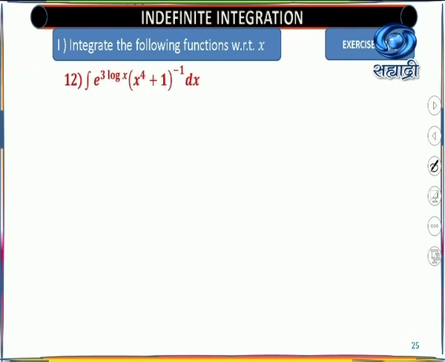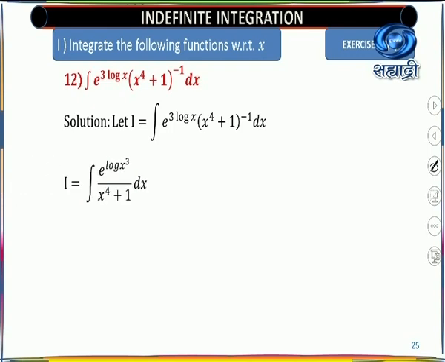Now we'll start with the next question, that is e raised to 3 log x, x raised to 4 plus 1 raised to minus 1. Minus 1 means it goes to the denominator. So here is your integral, e raised to 3 log x, x raised to 4 plus 1 raised to minus 1 dx. So what way we'll write? It goes to the denominator, as the indices law says that a negative power means it goes to the denominator. And we are using the log function here, m log n. What is m log n? This is nothing but log of n raised to m that we are using.